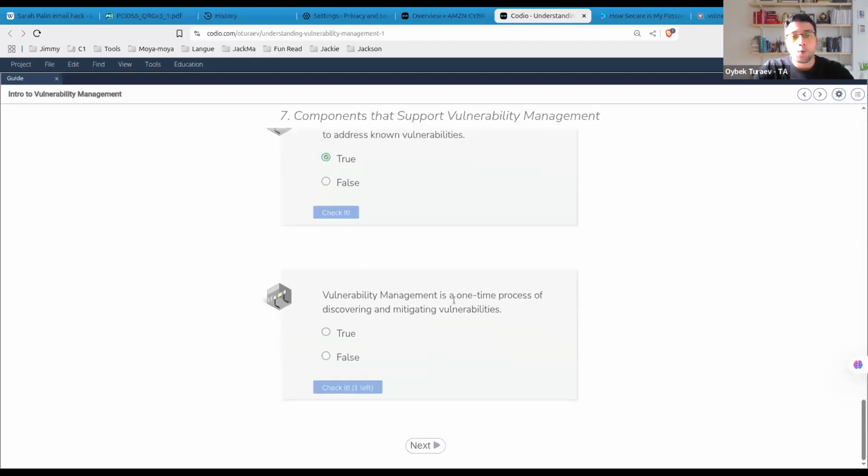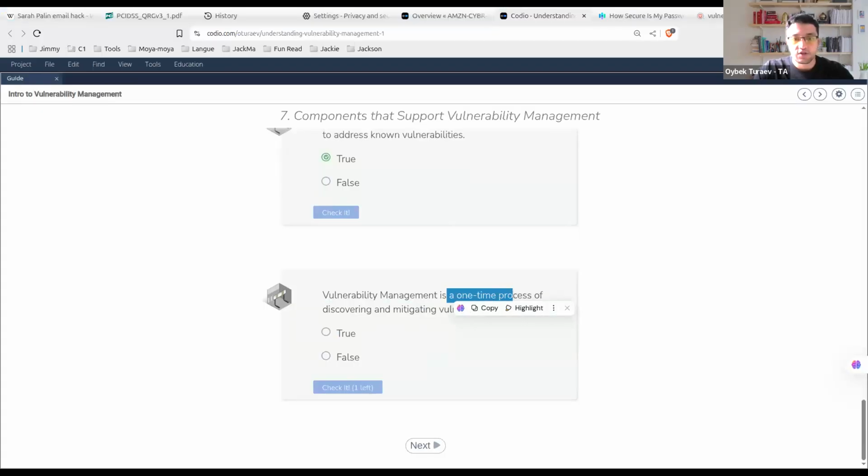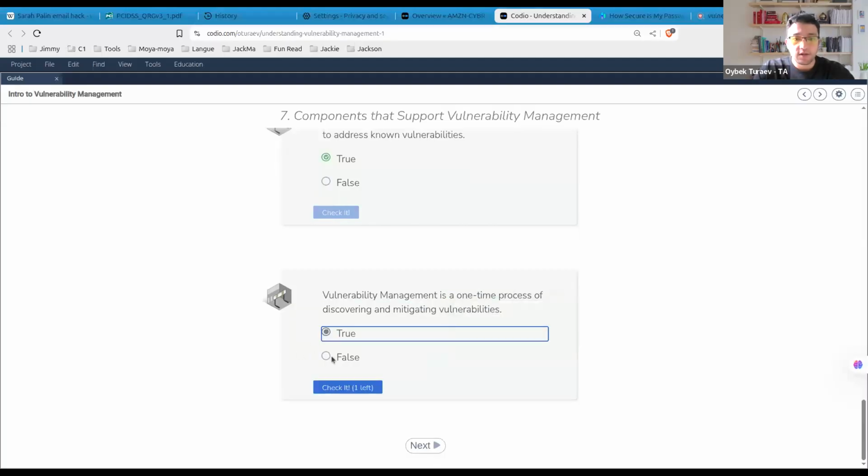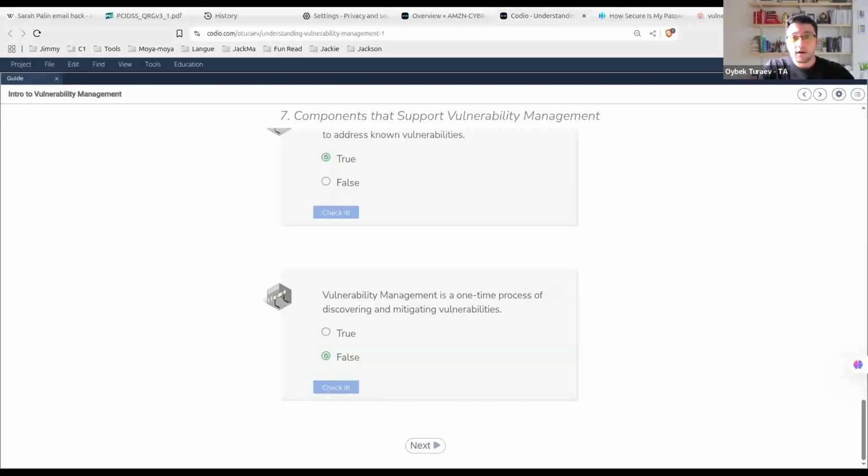Vulnerability management is a one-time process of discovering and mitigating vulnerabilities. Do you think it's a one-time process or no? True or false? False, false, false. People are saying exactly. Very good job. So yes, vulnerability management should be continuous, okay? We should run this over time, constantly. Very good so far.